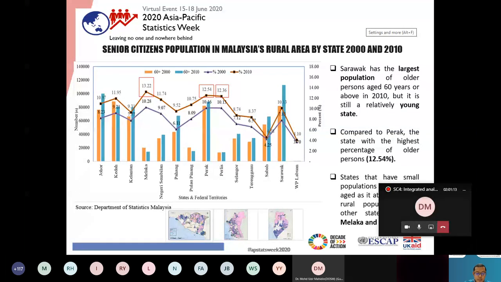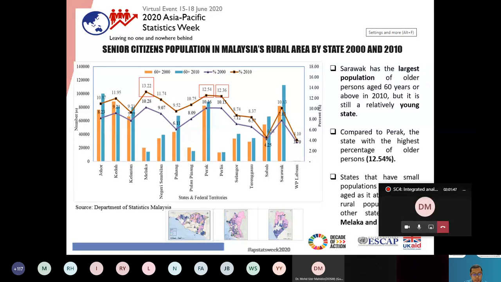For the senior citizen population in Malaysia's rural areas in 2010, there are three states with the highest percentage of senior citizens. The states were Malacca 13.22%, Perak 12.54%, and Perlis 12.36%. And also you can see the blue bar here, Sarawak has the largest population of older persons aged 60 years or above in 2010, but it is still a relatively young state.